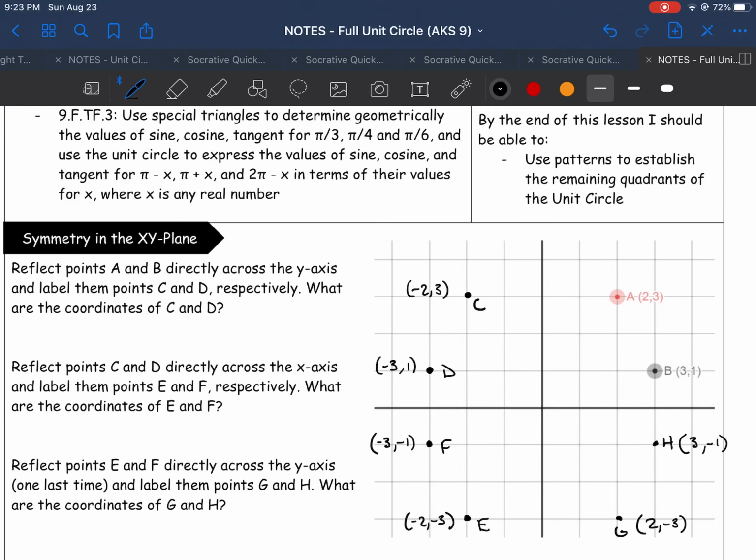So this time, reflecting E and F across the y-axis ended up changing the sign of the x-coordinates, but leaving the sign of the y-coordinates exactly the same. So that's some pretty nice symmetry that we can see here in the xy plane when reflecting points across the x and the y-axis. What I've gone ahead and done is I've applied that to the points that we established in our previous video that are in the first quadrant of the unit circle.